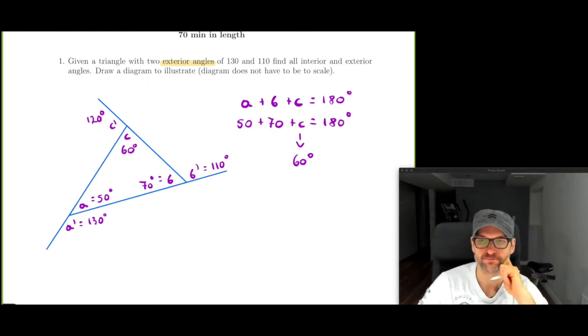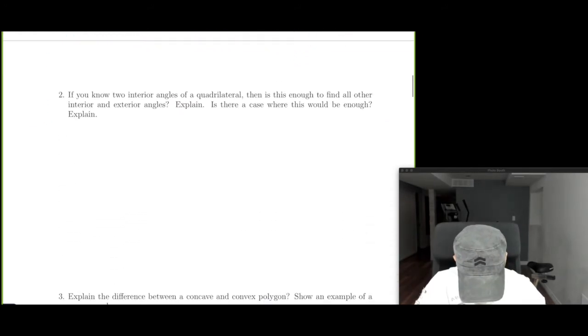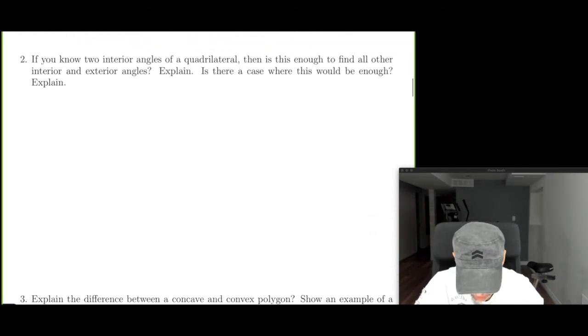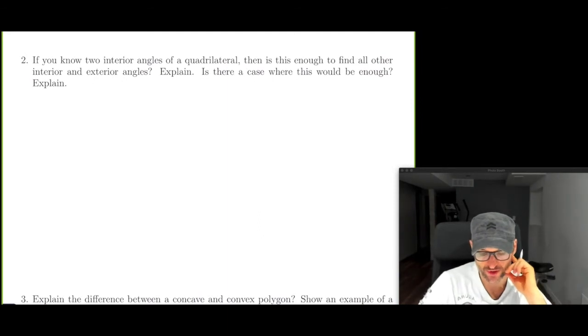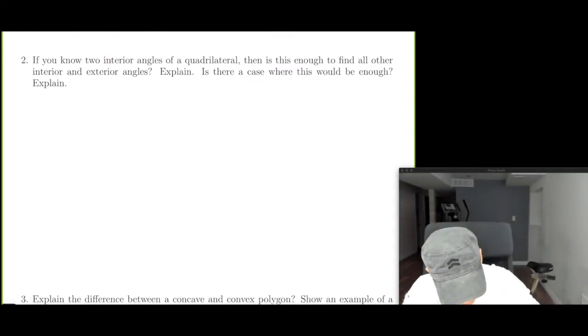All right, question number 2. It says, if you know two interior angles of a quadrilateral, is this enough to find all other interior and exterior angles? This is kind of a thinking one instead of just solving it. It really tests your ability to understand the differences and what happens with these quadrilaterals.